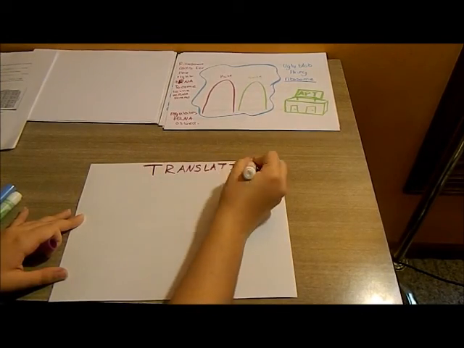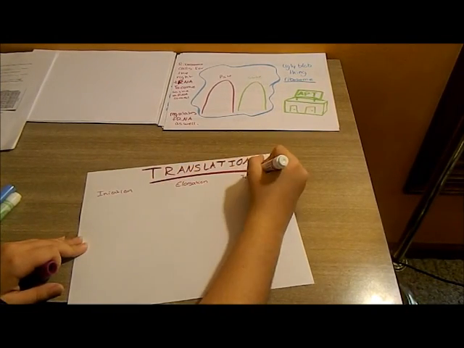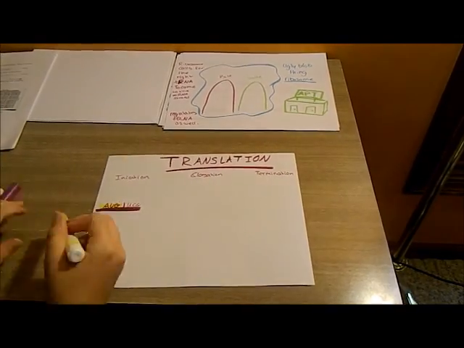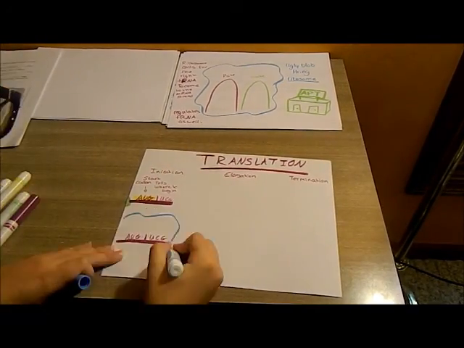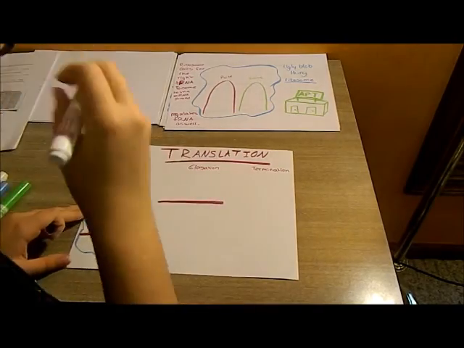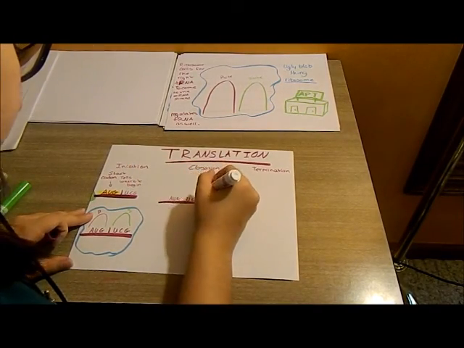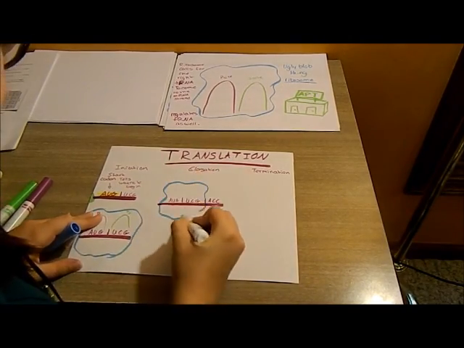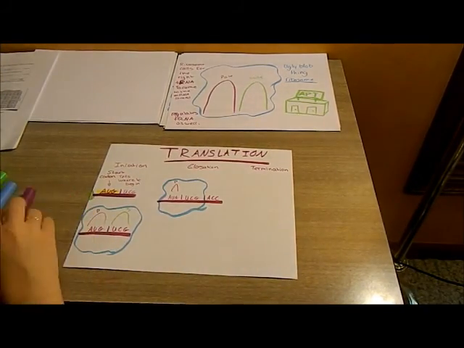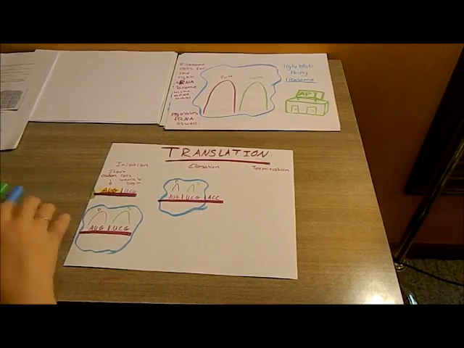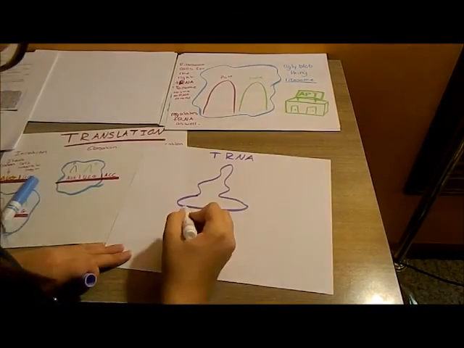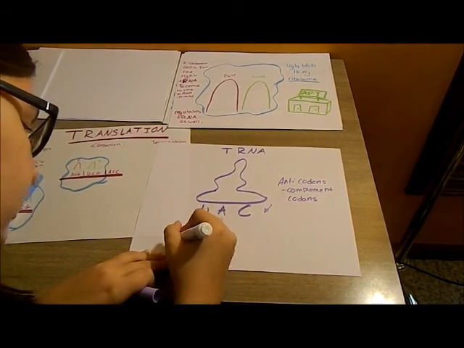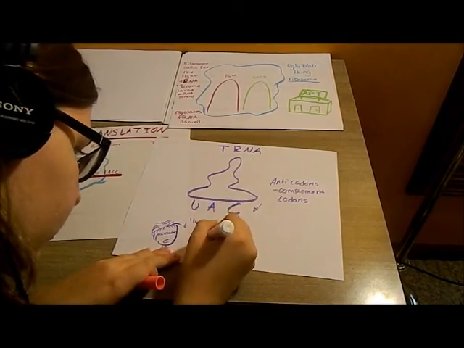Now we will begin translation, which has 3 steps: initiation, elongation, and termination. Initiation starts with the start codon, which tells the ribosome where to attach. Elongation is when the ribosome moves along the codons and the mRNA attracts tRNA with anticodons. During this process, amino acids are traded back and forth between tRNA molecules so that an amino acid chain is formed and elongates. tRNA is made up of anticodons, which are complementary to codons.